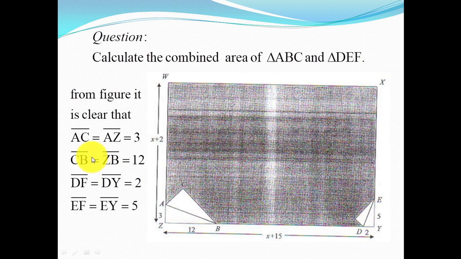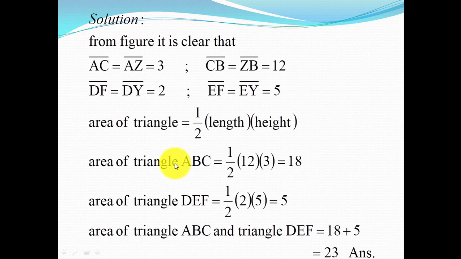Now from the figure it is clear that AC is equal to AZ, which is equal to 3, and CB is equal to ZB, which is 12 when we fold this page. Similarly DF will be equal to DY, and EF is equal to EY, which is equal to 5. Now we find the values of the sides of the triangles ABC and DEF.